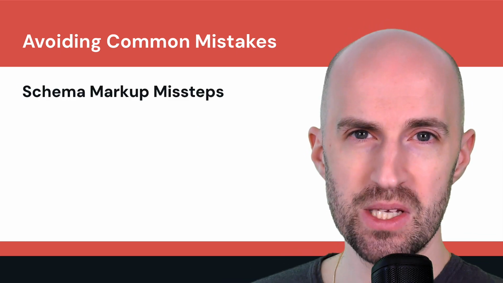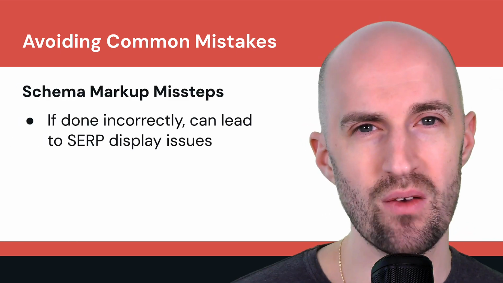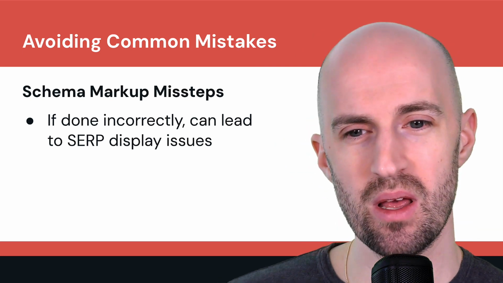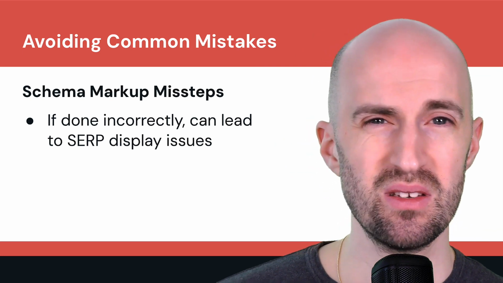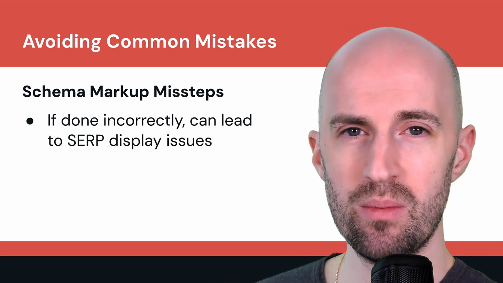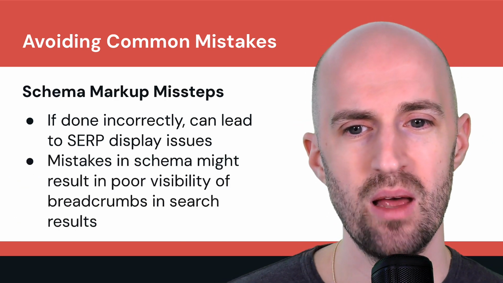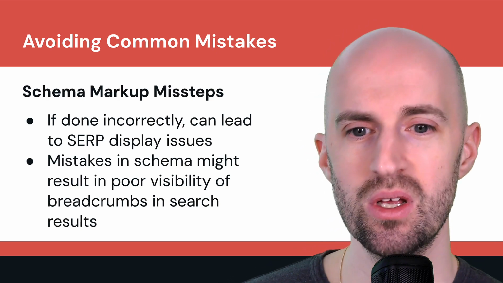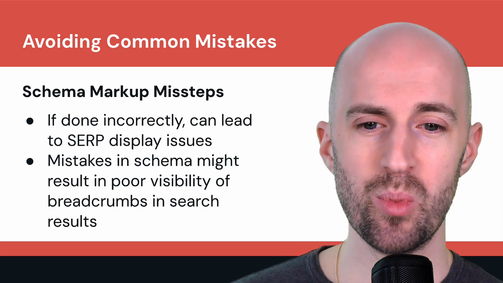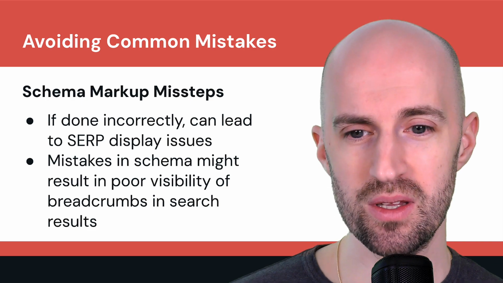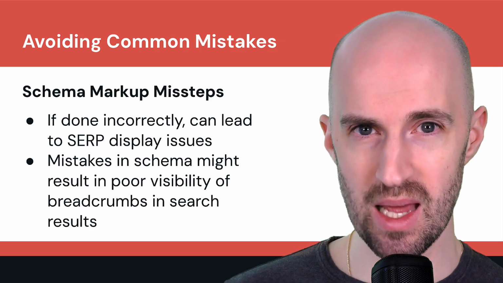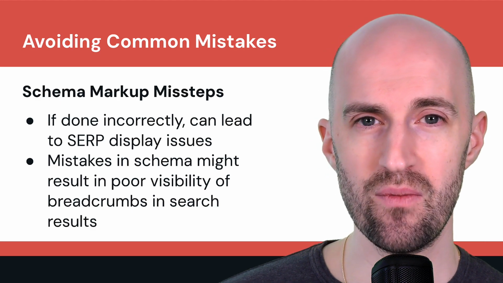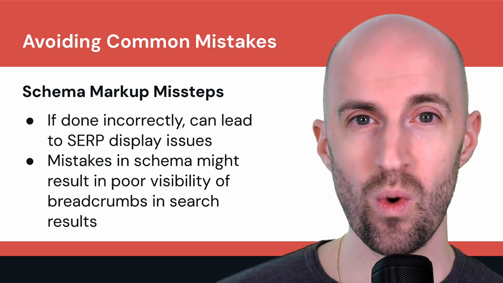Schema markup missteps. Sometimes you can get structured data wrong, and this can lead to search engine results page display issues. Google might get confused. So you want to make sure that you test your schema markup before rolling it out, because this can result in poor visibility of the breadcrumbs within the search results. As you saw in the example, that's a really useful visual display for people to understand where that page is.